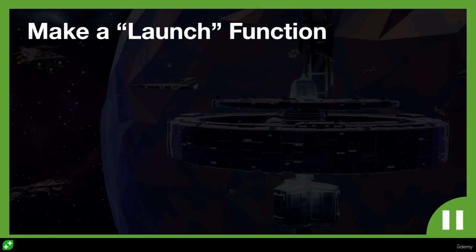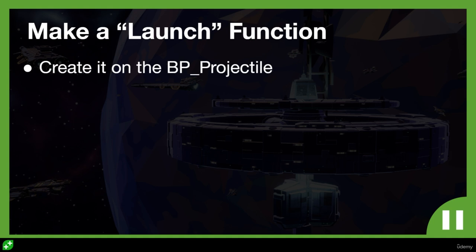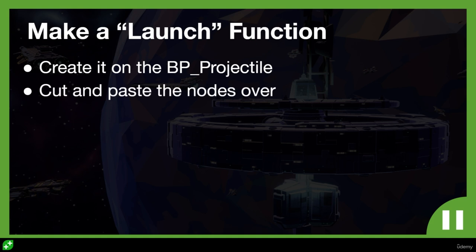So this is a bit of an involved challenge, but we're getting towards the end of the section, so I will take you through step by step. We're going to make a launch function on the BP projectile. So create it on the BP projectile, go to that plus button, add a new one, name it launch, then cut and paste the nodes over from the level blueprint into this newly created function of yours, and make sure you hook up execution pins and etc.